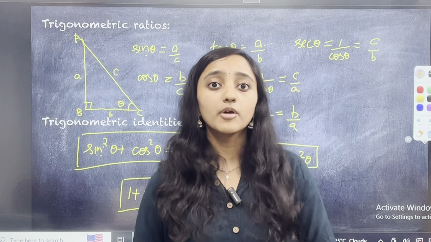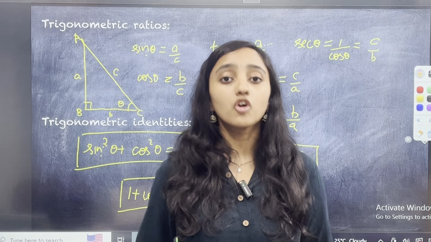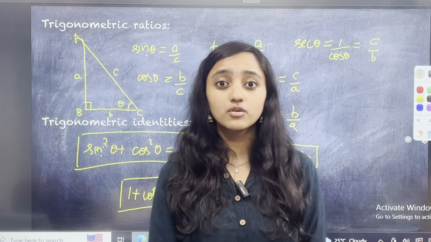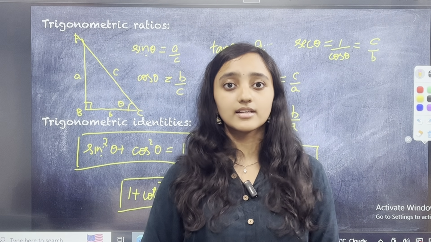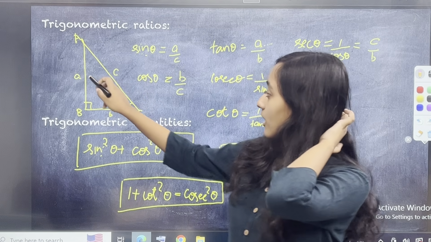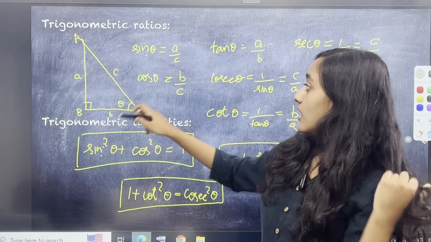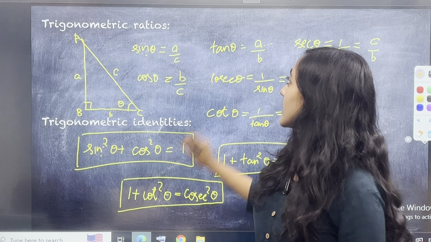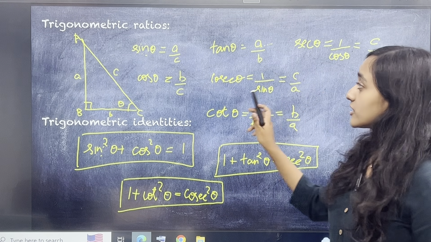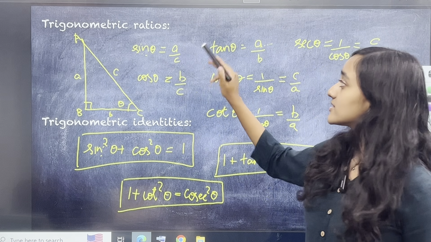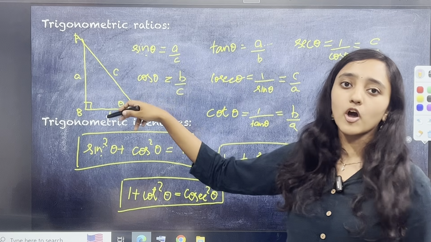Sine theta is nothing but opposite side by hypotenuse. Cos theta is nothing but base by hypotenuse, and tan theta is opposite side by base. If you look at this, sine theta is a by c, cos theta is b by c, and tan theta is a by b. Then you have your cosecant theta, which is nothing but inverse of sine theta, so therefore it is c by a, which is basically hypotenuse by opposite side.